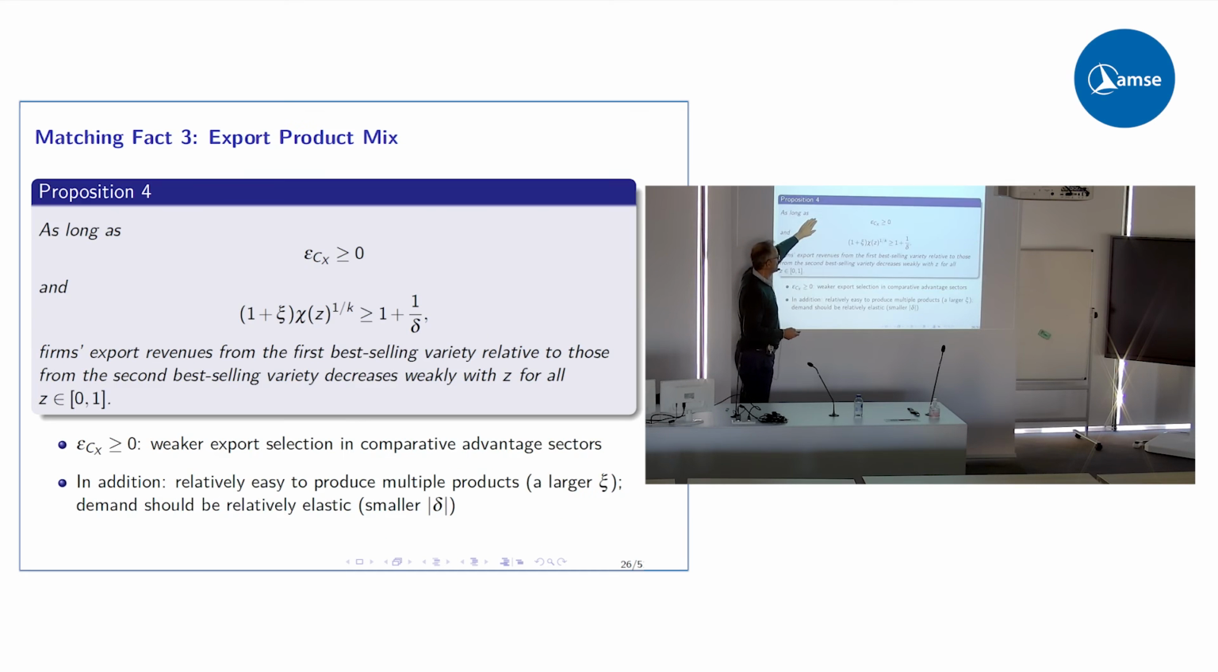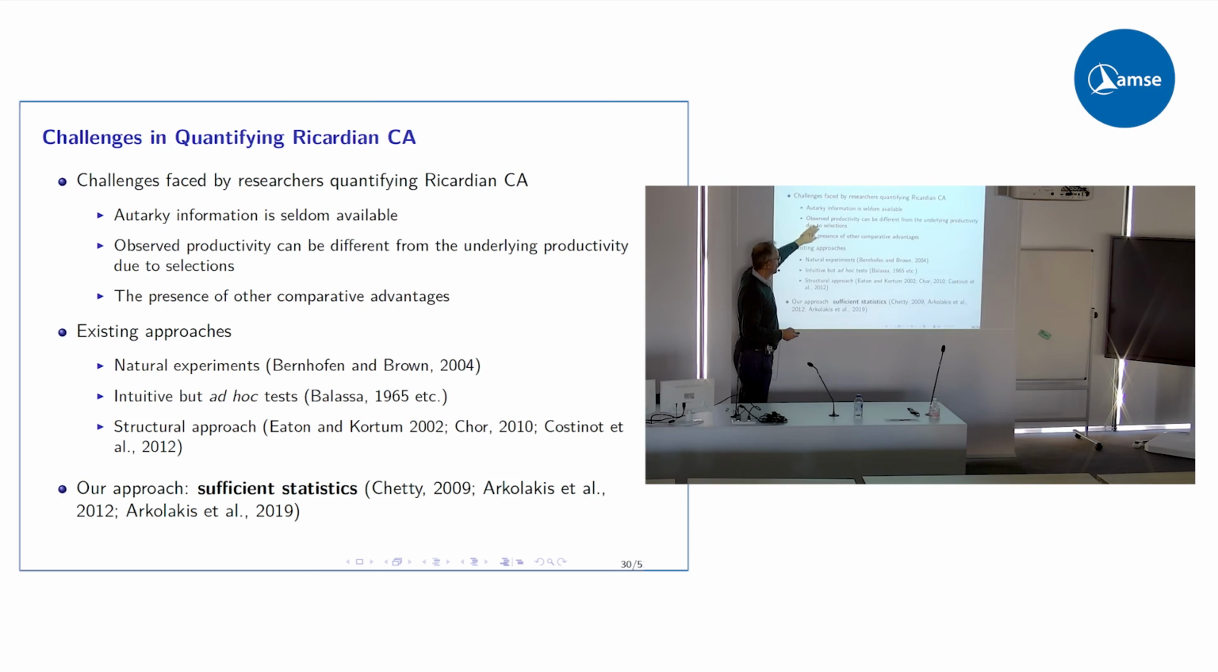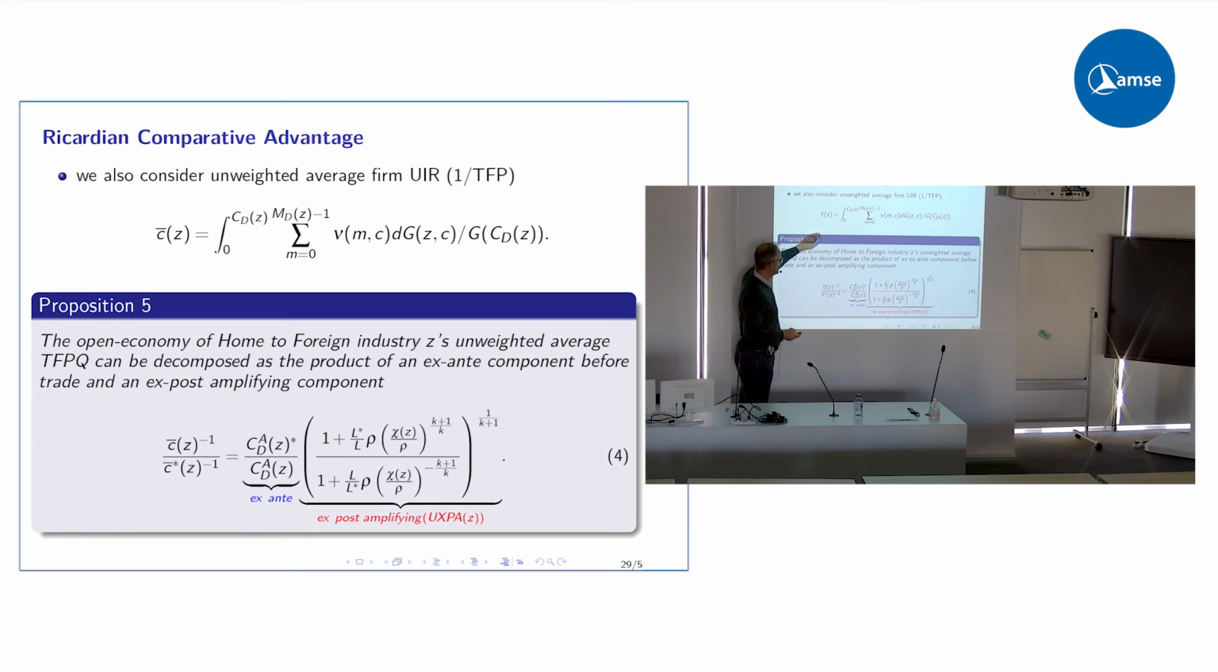But it is interesting to look also at the unweighted one, because the unweighted one is not considering the type of reallocations that you may observe between firms. And in that case, if you consider that bigger firms are more productive, then you only see the ex post amplifying component. Why is that interesting? It is literature related.